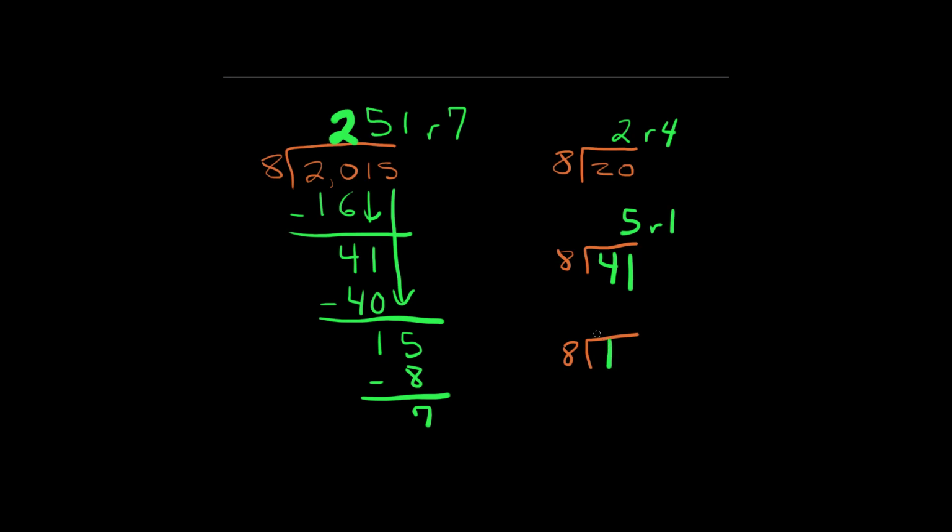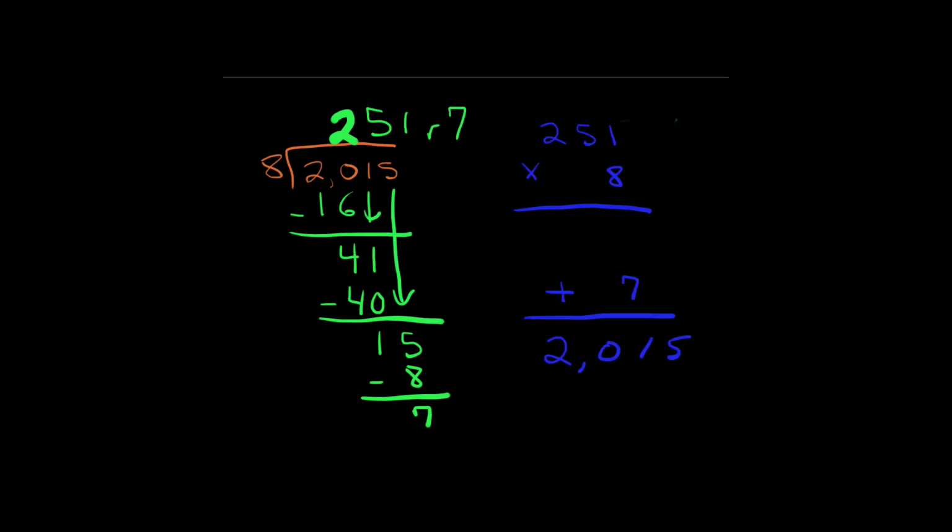Bring that down. Our final number is a 5. How many 8s go into 15? 1. 15 minus 8 is 7. So our answer here was 251, remainder 7. So once again, 2 different methods to solve this. And there's one more thing I want to show you, and that's just how to check your work, so how you can see if your answer indeed is correct. So let's take a look at that with this problem.